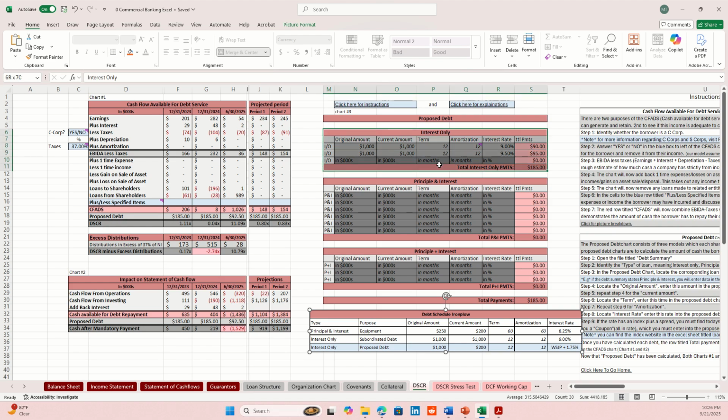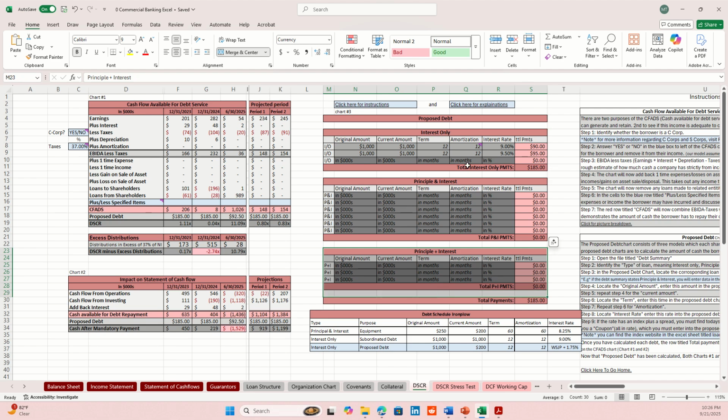This is the interest only section. This is the principal and interest section. This is the principal plus interest section. Do not make the mistake of putting an interest only loan into the principal and interest section, and don't put a principal plus interest loan in the interest only section. You need to make sure that you're putting these things in the right sections. So anyways, we have our loans, we're putting them in, blah, blah, blah.